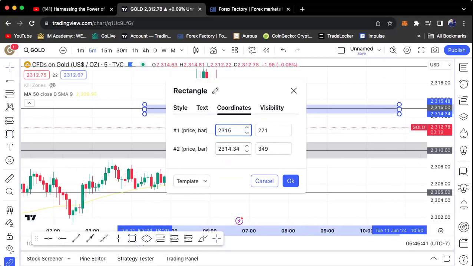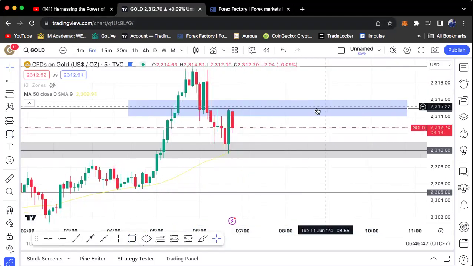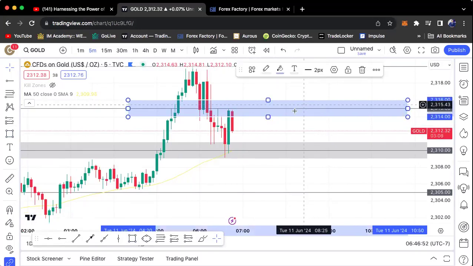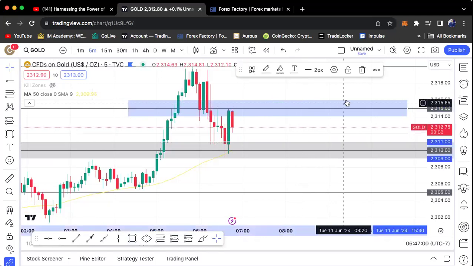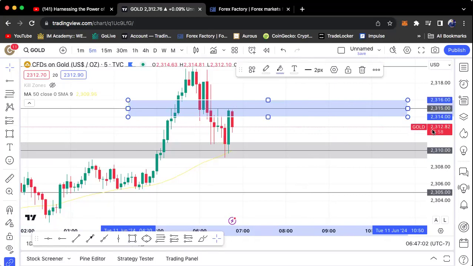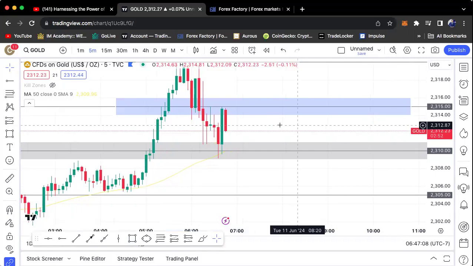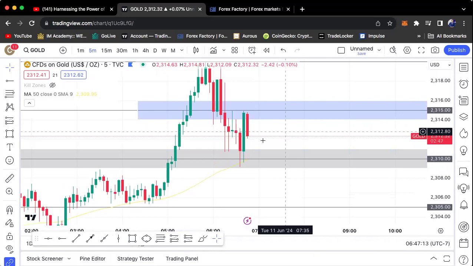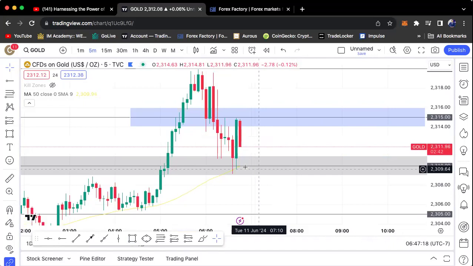And 316. The width of my rectangle is 20 pips. The width of my rectangle, my hourly and 15-minute zones, are about 20 pips. So my gray zones are about 20 pips. My blue zones are about 20 pips. The width of my rectangle, so that way I have enough room to take any trades. So anywhere when price is anywhere within this zone, I can take a trade.